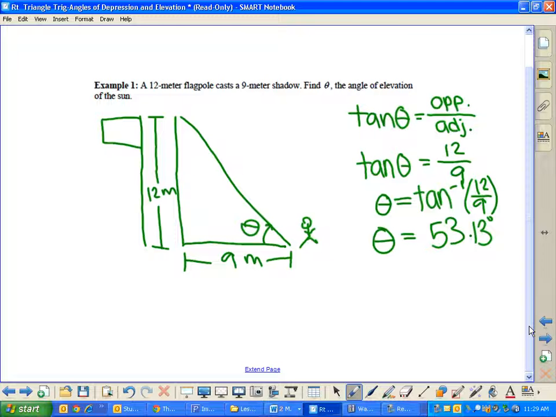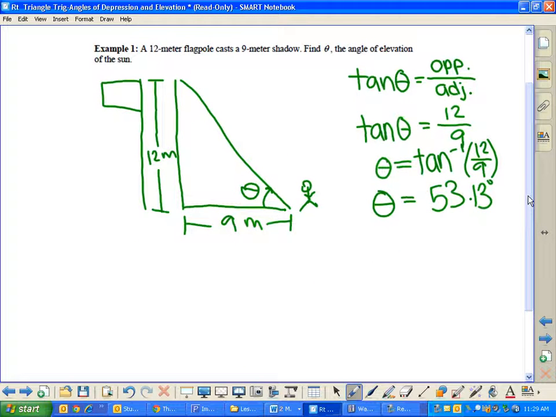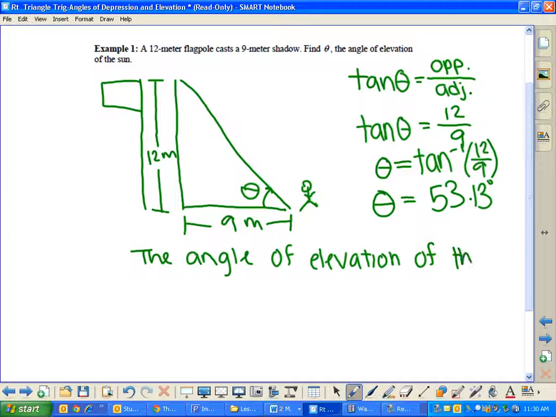But we aren't quite done yet because this is a word problem, meaning that these numbers have meaning. They mean something. So to end a word problem, you always need to end with a complete sentence. So I'm going to say, and you should also say, the angle of elevation of the sun is 53.13 degrees. That is our answer.